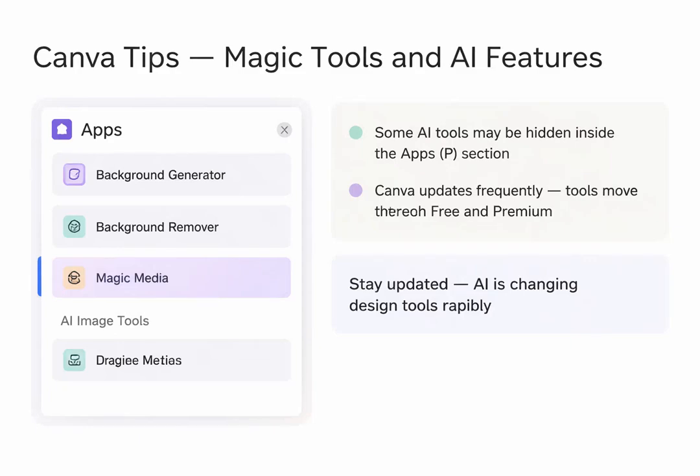One thing worth knowing about Canva is that it updates very frequently, and some tools move around or get shifted between the free and premium tiers. For example, Magic Media, which includes AI-powered tools like background generators and image removers, might not be visible in the main sidebar. If you can't find it, look inside the Apps section, sometimes labeled with a P icon. Click there, and you'll find Magic Media and other AI tools. The broader point here is that AI is changing design tools at a rapid pace, so staying updated with what's available, especially in tools like Canva, is part of being a modern digital marketer.